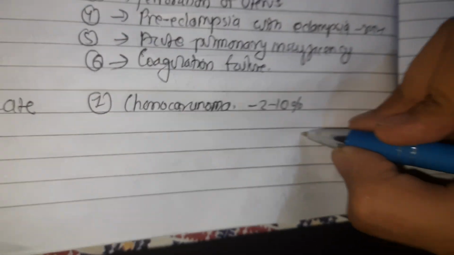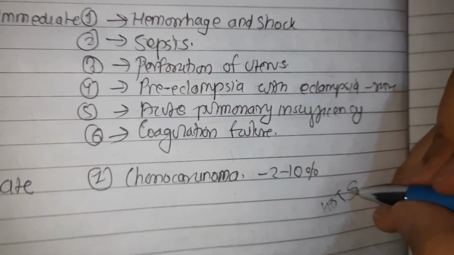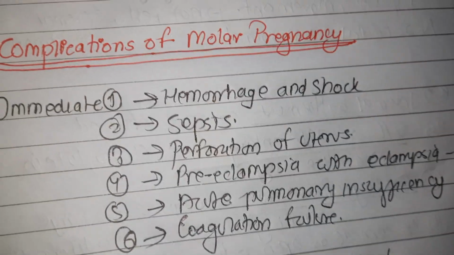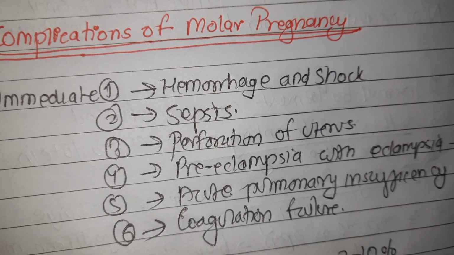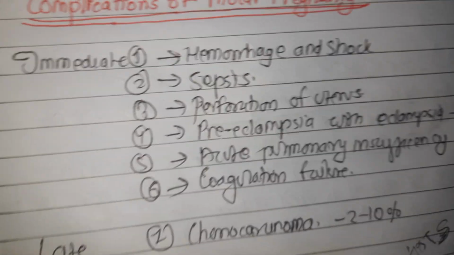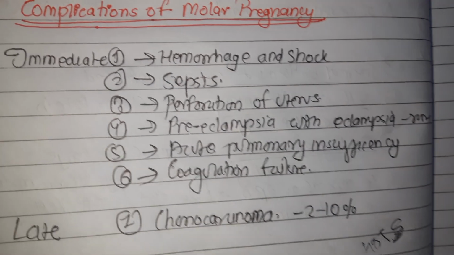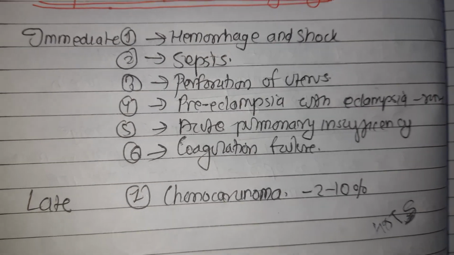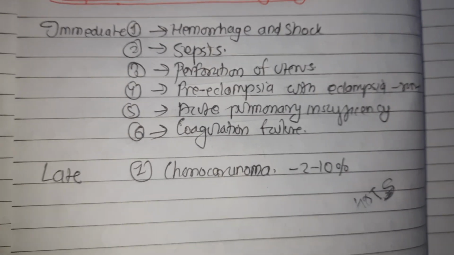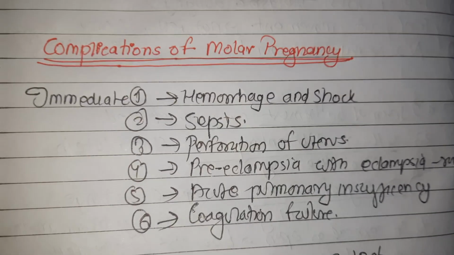And what does the S stand for in HOTS? The S stands for uterine size more than 20 weeks. If the uterine size is more than 20 weeks, then that is a risk factor. So that was all.